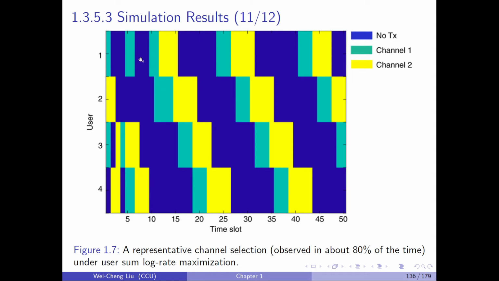And so on. User 1 alternates: no transmit, channel 1, channel 2, no transmit, channel 1, channel 2. User 2 similarly cycles through no transmit, channel 1, channel 2. User 3 and user 4 follow similar cyclic patterns, each alternating between no transmission and the two channels. Okay, like this.